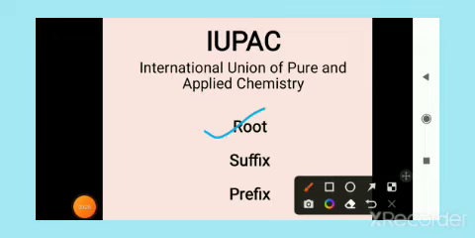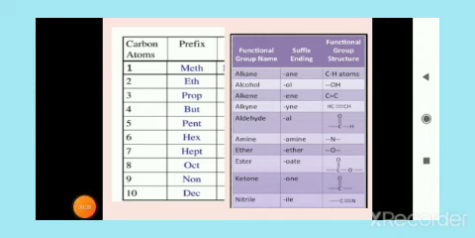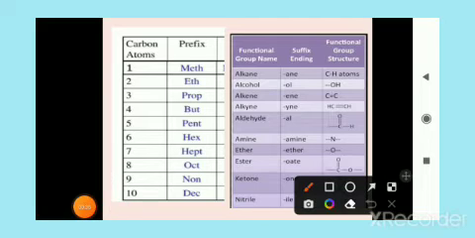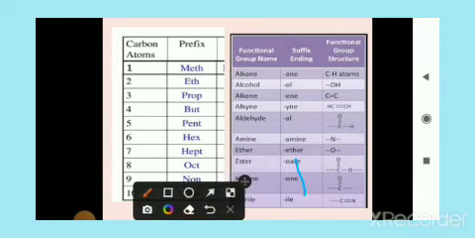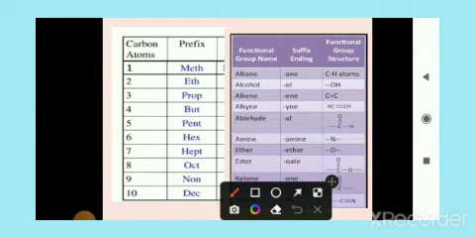The three things are the root, the suffix and the prefix. Now what are the root, suffix and prefix? We will go to the next slide for it. Now if we talk about the root, suffix and prefix, first and foremost we can see that we are having here the roots. These are the roots.